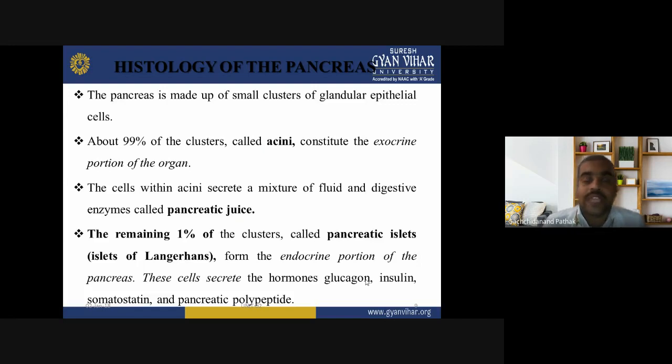These cells form the endocrine portion of the pancreas. These cells secrete the hormones glucagon, insulin, somatostatin and the pancreatic polypeptide. So which hormones will they secrete? Insulin, glucagon, somatostatin and polypeptides.